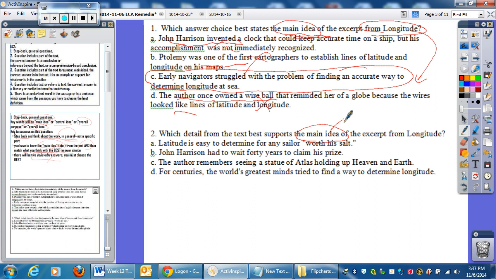From Longitude, yes. So you're reading it in Miss Spall's class. Yep. So there you go.